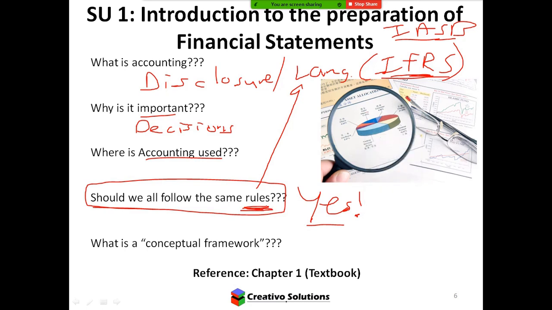It's consistent. What is the conceptual framework? Do you still remember that from 1502? What does that describe? What does it involve? Is that the layout? Yes, the layout of your financial statements. The conceptual framework is looking at how certain financial statements are presented. So that's looking at things like faithful representation, comparability, reliability, materiality, all those characteristics.